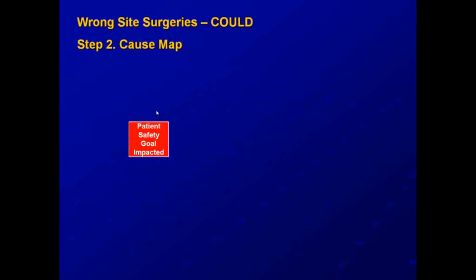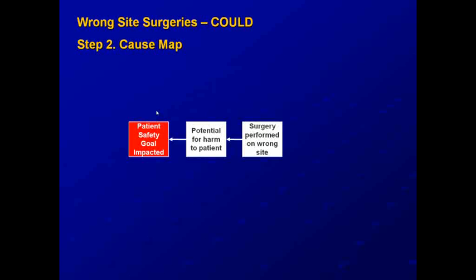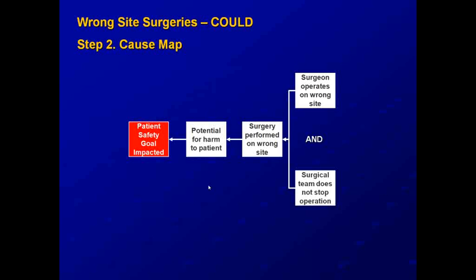We begin with one of our impacted goals. In this case, the patient safety goal is impacted because of the potential for harm to the patient. We can continue to ask why questions to develop the cause and effect relationships that result in wrong site surgeries. In this case, the patient is potentially harmed because they have surgery performed on the wrong site. This occurs when a surgeon operates on the wrong site, and the surgical team does not stop the operation.